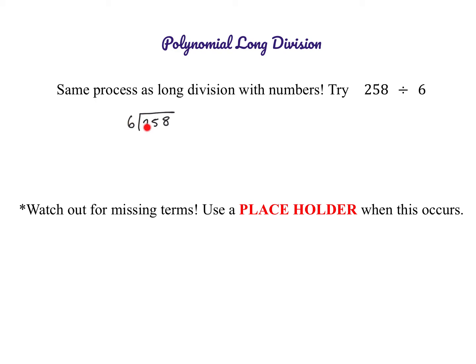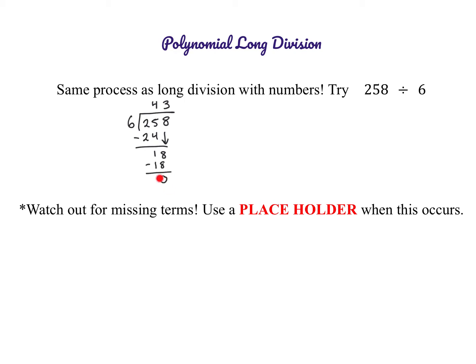You say, how many times does 6 go into 2? Well, it doesn't, so we look at the 2 digits. How many times does 6 go into 25? It goes in 4 times. And then we multiply and put the product underneath, and then we subtract, and then we bring down the next number, and we start the whole process again. How many times does 6 go into 18? 3, so then we put the number up top, then we multiply and subtract.